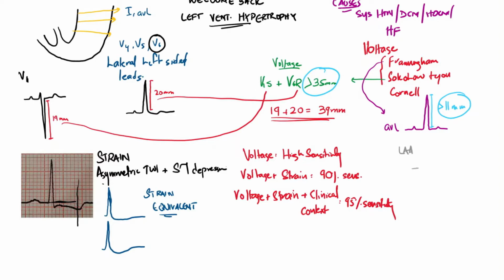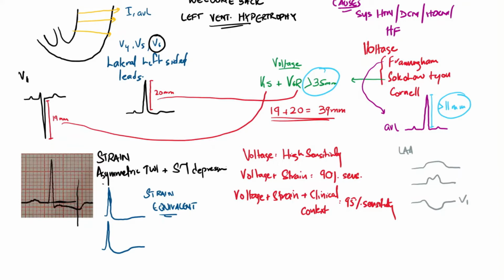Of course, sometimes with LVH, you can also see a left atrial abnormality, which we've discussed in previous videos, so you can get a prolonged P wave, a bifid P wave, or even a predominant negative aspect of the P wave in lead V1.